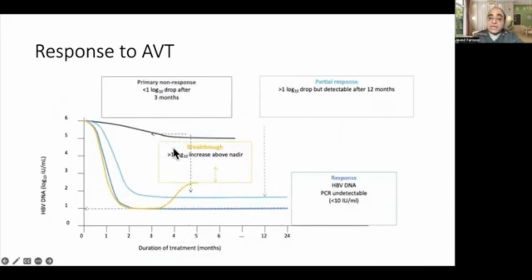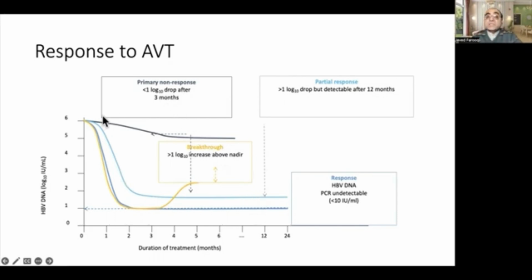This is the graphical representation of the response. Primary non-response is when there is less than 1 log drop after the patient being on treatment. Partial response is more than 1 log drop, and response is when the DNA level is less than 10 units. So this is the patient has responded, and this is when the patient is partial response. There's a drop, more than 1 log drop, but still it is positive at the 12 months.